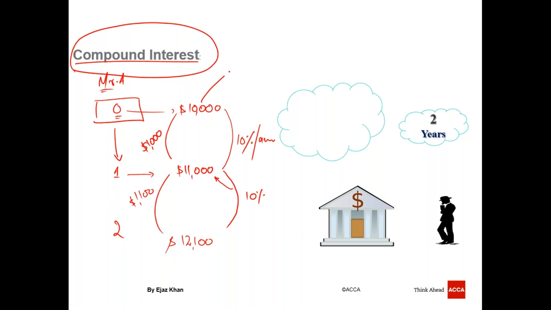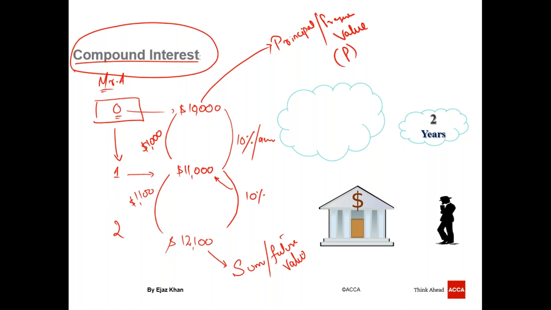Now, the amount invested initially will be denoted by P, which can be called the principal, or we can also call it the present value. The amount that Mr. A is going to receive after the end of the project will be called the sum, or we can also call it the future value, and we can denote it by S. The rate of interest will be denoted by R, and the number of periods will be denoted by N.